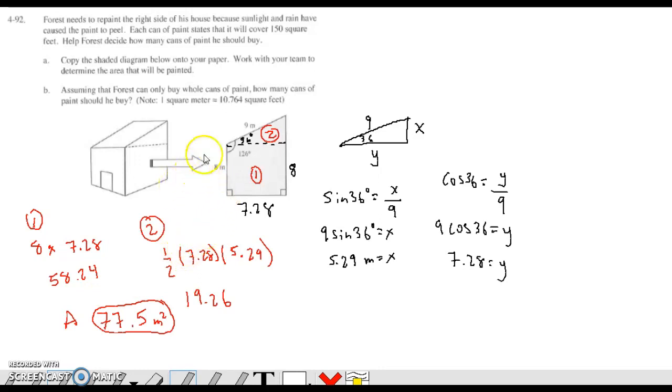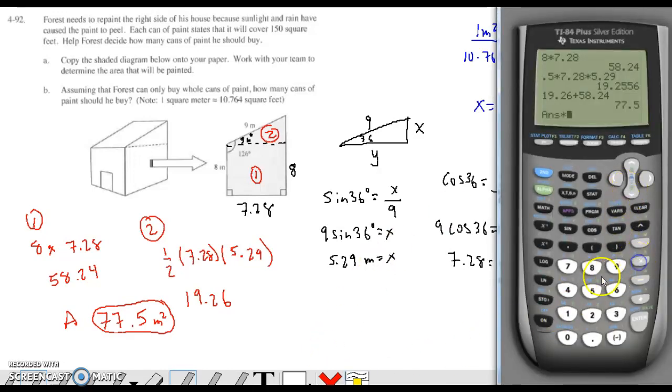Okay, so what I need to do is figure out how many cans of paint to buy. So the first thing I need to do is change my square meters into square feet. So I know that 1 meter is 10.764 feet. What do I know? I know that I have 77.5 square meters here, and I need to know how many square feet I have, so x. Again, cross multiply. So in reality, I just need to multiply 10.764 by 77.5.